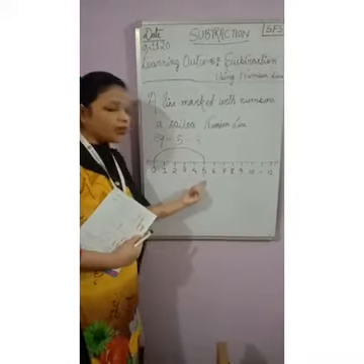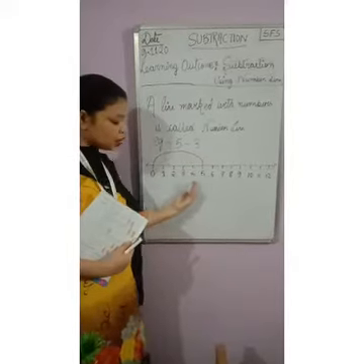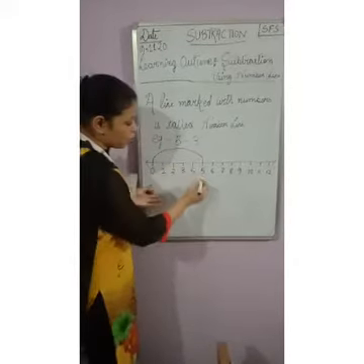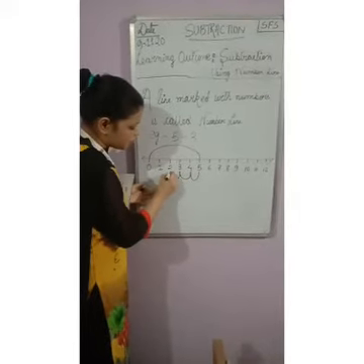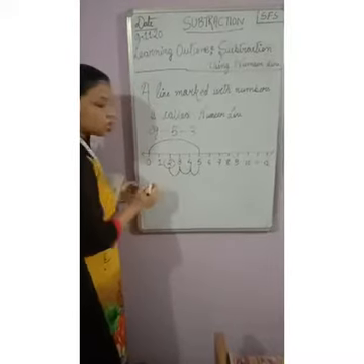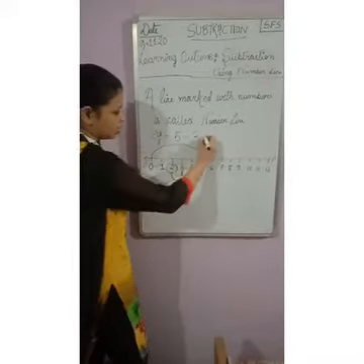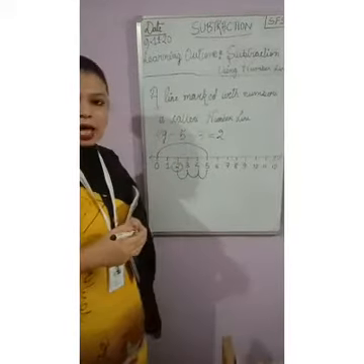Now from 5 I will count 3 steps towards the left. 1 step, 2 steps and 3 steps. So it has stopped at the number 2. So 2 is the answer. I can write 5 minus 3, 2 is the answer.